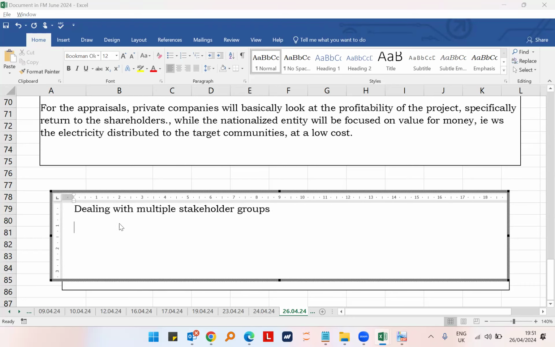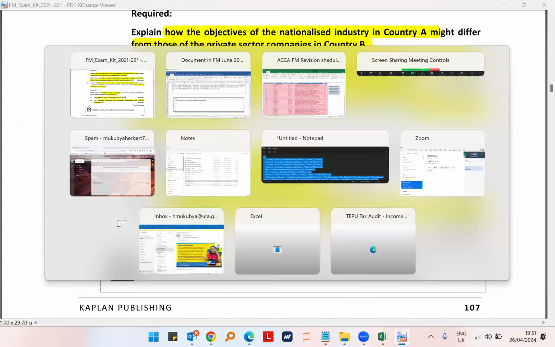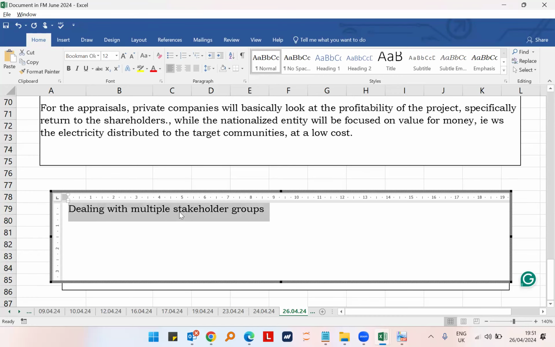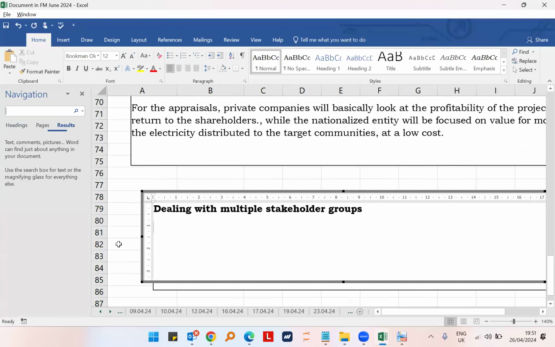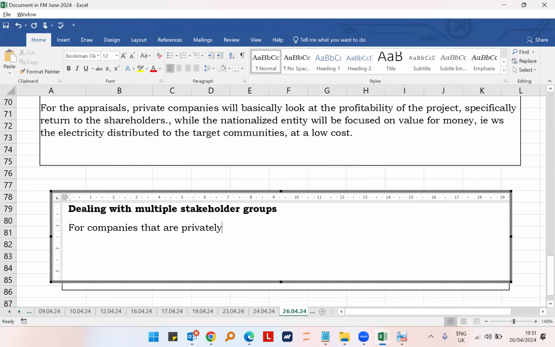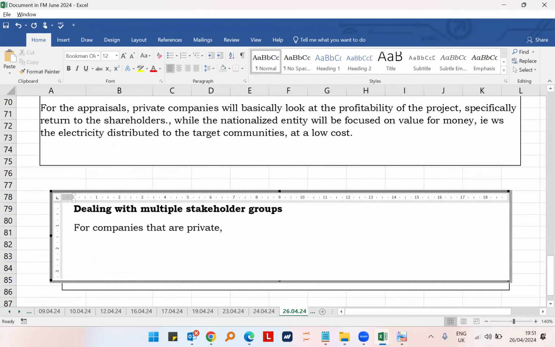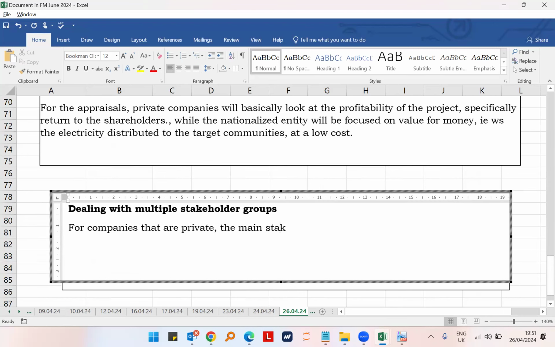So now let's see if the question is asking us specifically for one company. They are not restricting it to one company, so we can talk about both. So we can say that for companies that are privately listed, or private companies, the main stakeholder will be the shareholder.